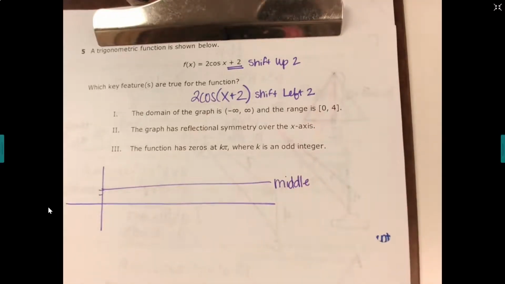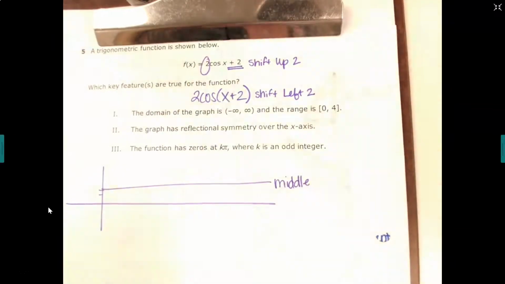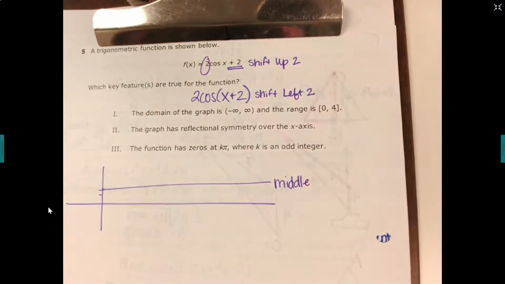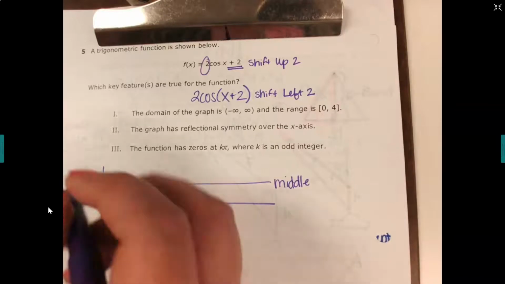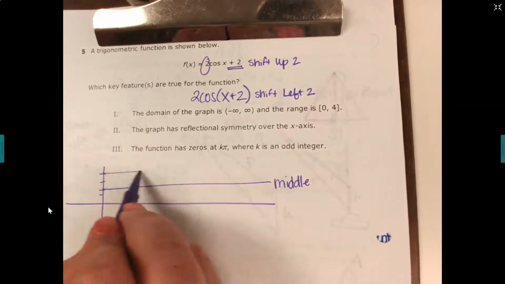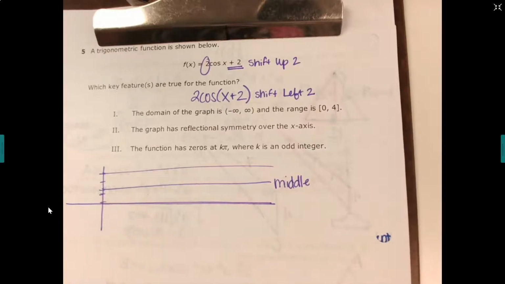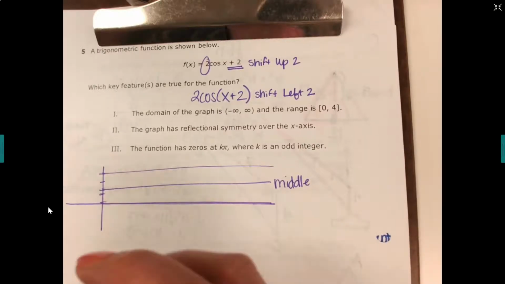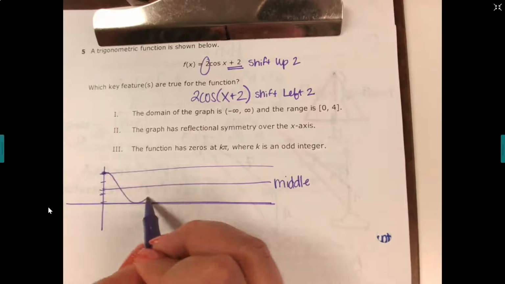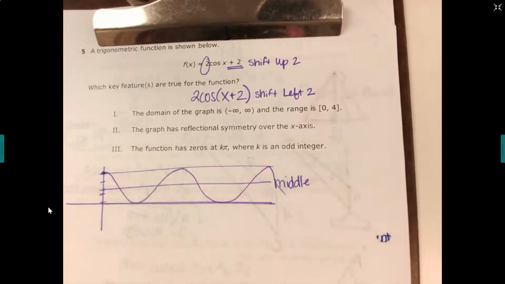Okay? Then the next thing I notice is I have a 2 here in the front. That's a stretch. Instead of going up 1 and down 1 from 2, how far is it going to go? Up 2, and then down 2. And then where does cosine start? High or middle? High. So it'll be here, and it'll go whoop, whoop, whoop, whoop, whoop, forever and ever.